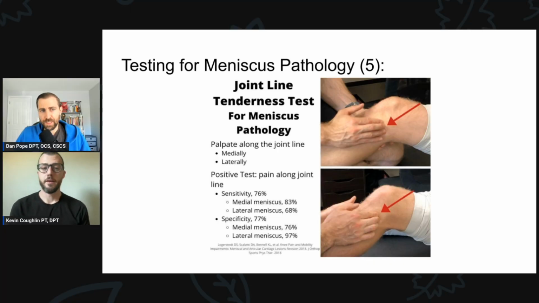So on and so forth, right? So they just serve as a way to start to think, oh, this might be meniscus related. And if so, that'll guide your next steps. The next test we can do is a joint line tenderness test.